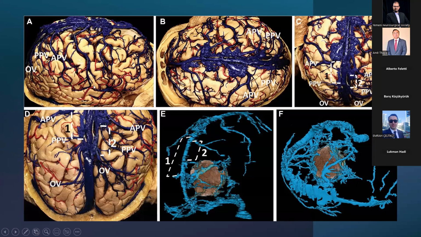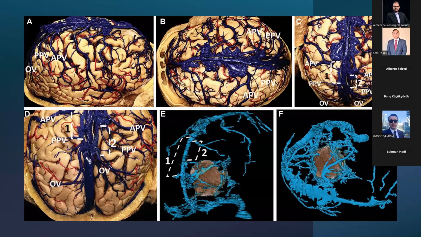And the second part is when we want to do an interhemispheric approach from posterior, like I will show you in the next slides. We should do a surgical planning to calculate the difference between two veins, like here, the posterior parietal vein and occipital vein, or anterior parietal vein and posterior parietal vein. Because this is important, especially in the interhemispheric approaches, and if we go this much posterior, we cannot sacrifice these veins.